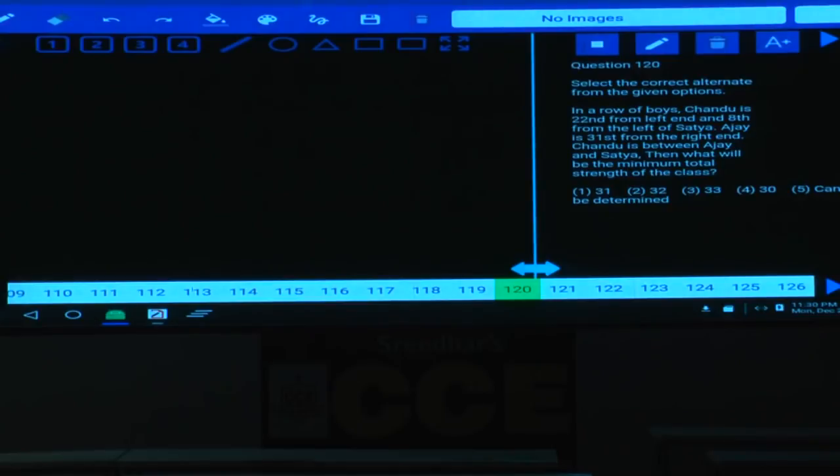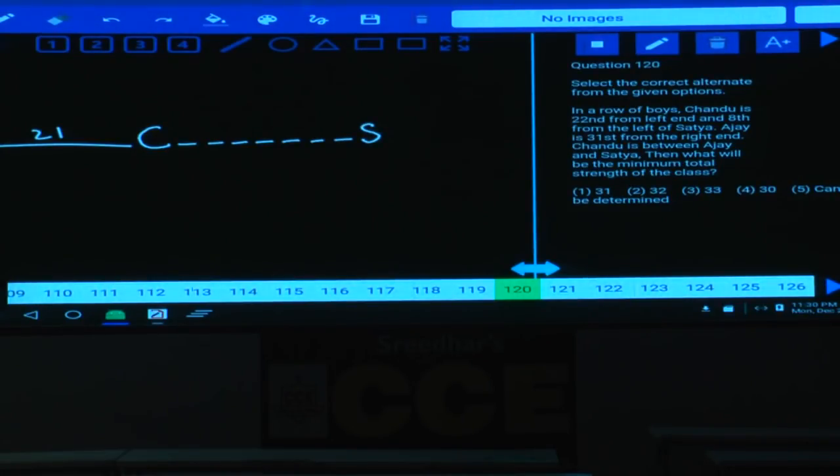Then question number 120, tell me what about this 120. In a row of boys, C is 22nd from the left hand. As C is 22nd from the left hand, how many persons are there to the left hand side of C? 21. And 8th to the left of Sacha. Now this C is 8th to the left of Sacha, 3, 4, 5, 6, 7. Now this Sacha must be here, 8th to the left of Sacha.